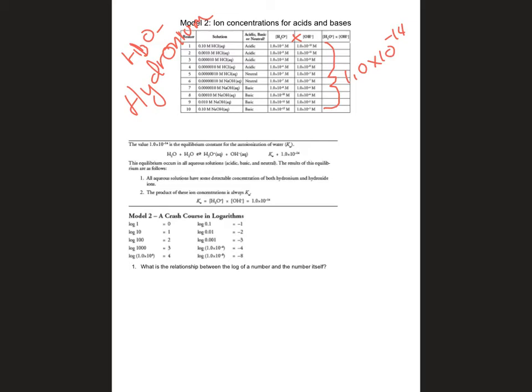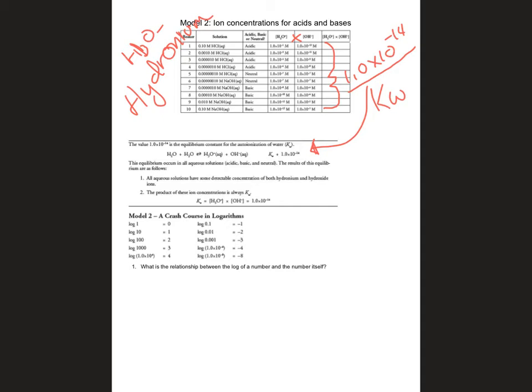So this value, this 1.0 times 10 to the negative 14th, that is also known as the auto-ionization of water constant, right, Kw. And Kw comes from this equilibrium that we have right here, all right, where we have a water molecule and another water molecule, and one of those water molecules takes hydrogen from the other water molecule, giving us an H3O plus and an OH minus.